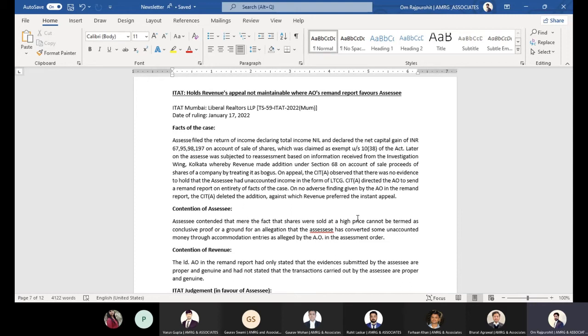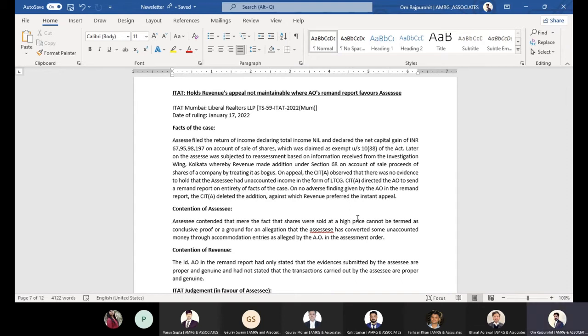In this case, the remand report was asked by the CIT from the AO, and in that remand report there was no adverse finding. Like I said, in the remand report the assessing officer has to provide his input, which can be positive or negative, with some reason or remarks. In this particular case, there was no adverse finding provided by the assessing officer. Accordingly, the CIT appeal deleted the addition, which is against the revenue. So the revenue has filed an appeal.